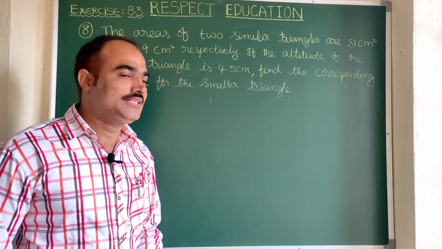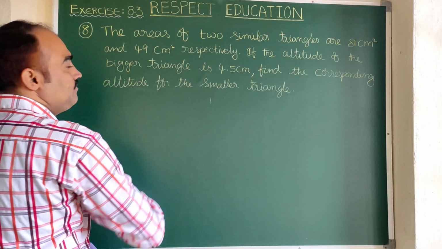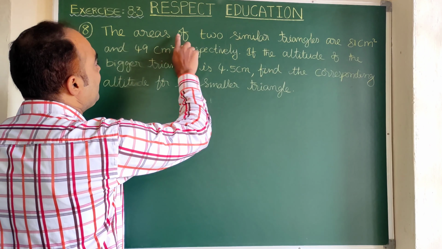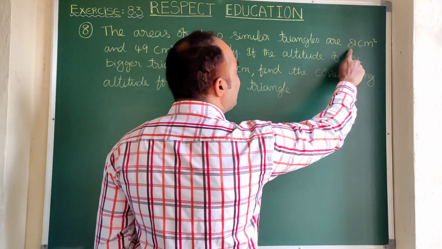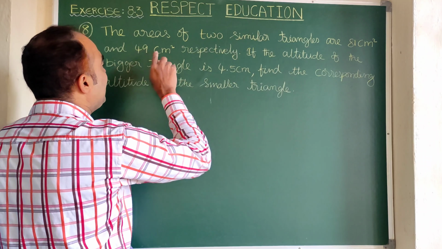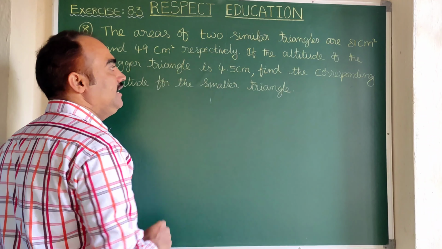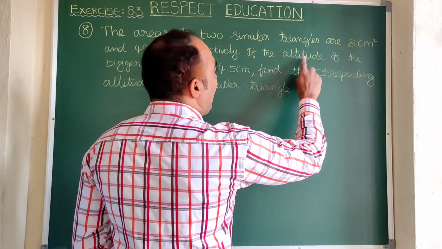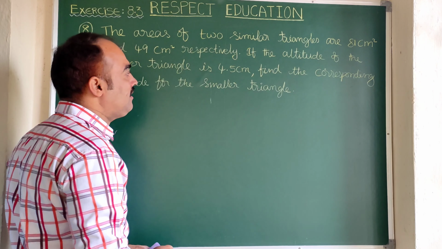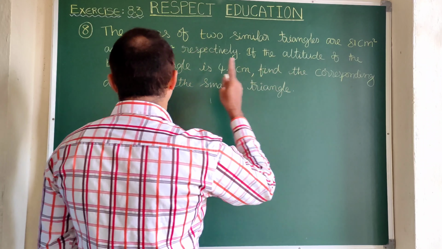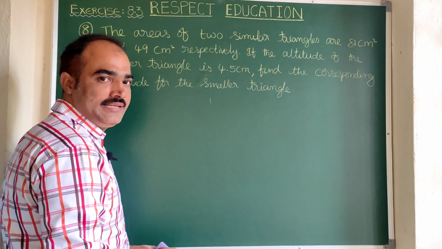Now let us see the next question, that is question number 8. The areas of two similar triangles are 81 cm square and 49 cm square respectively. If the altitude of the bigger triangle is 4.5 centimeter, then find the corresponding altitude for the smaller triangle.